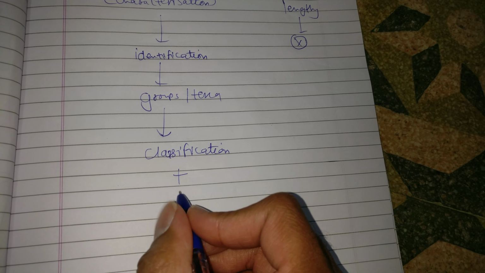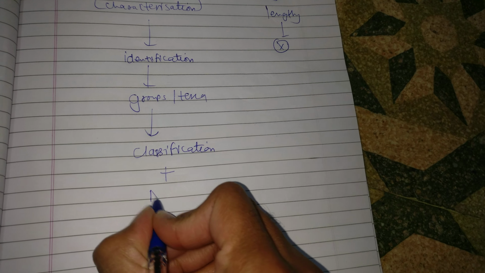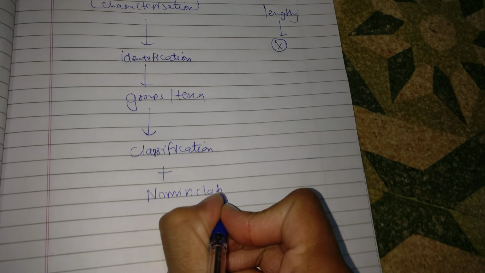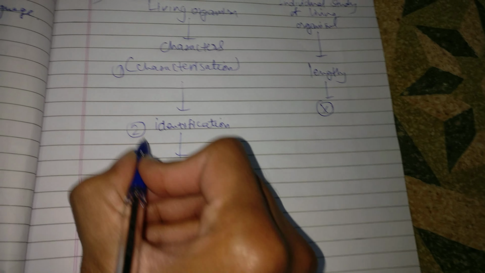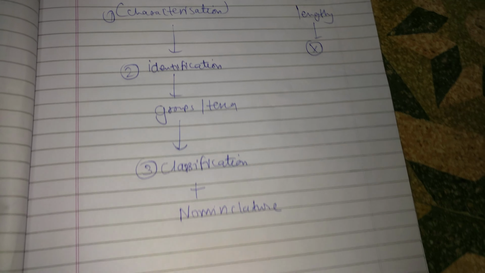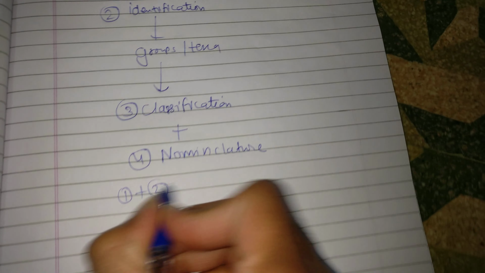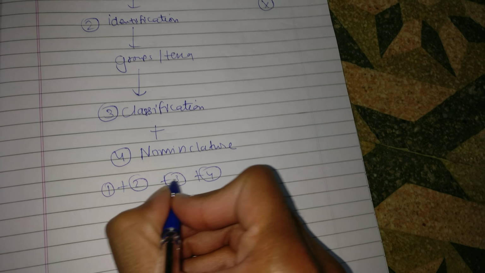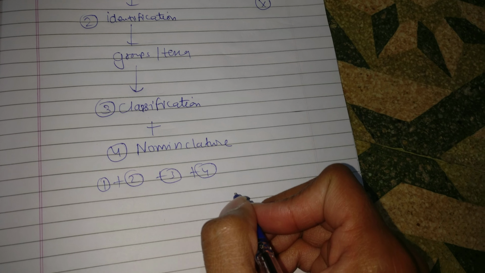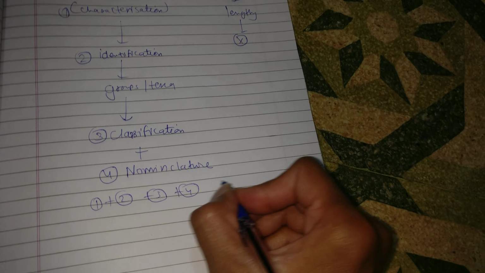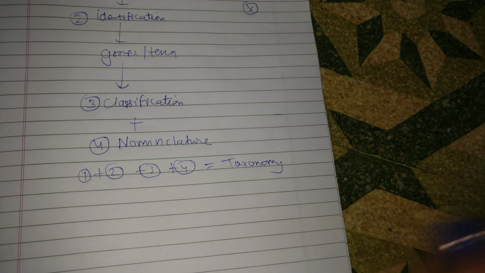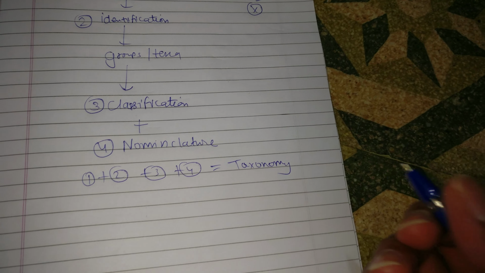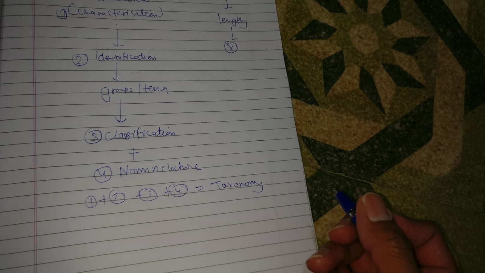And after classification we give a name to the living organism, and this process of giving a name is known as nomenclature. So these four processes, characterization, identification, classification and nomenclature, together are known as taxonomy, or modern taxonomy. So this is about taxonomy.